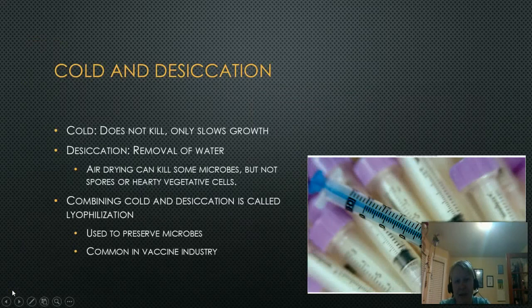So our next mechanism is cold and desiccation. Now, these are not super effective controls, so they're not ones that we use too often, especially because cold doesn't even necessarily kill, it only slows the growth. In fact, this is how we store microbes.